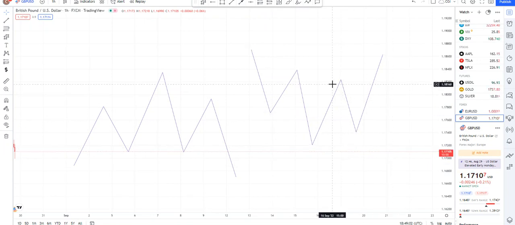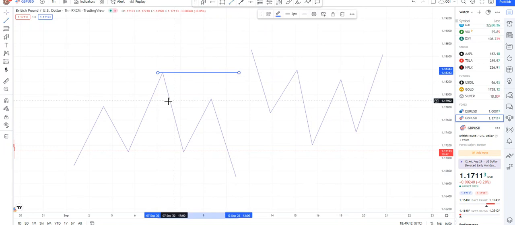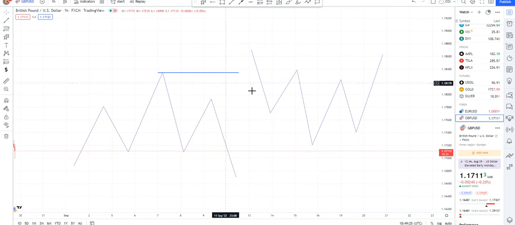Anytime we have something like this, we see this point as quite a strong point in price, because it took out liquidity first and then changed the trend. If price should ever come and take out this point, that shows that the trend is bullish. That is a break of market structure that shows bullishness.